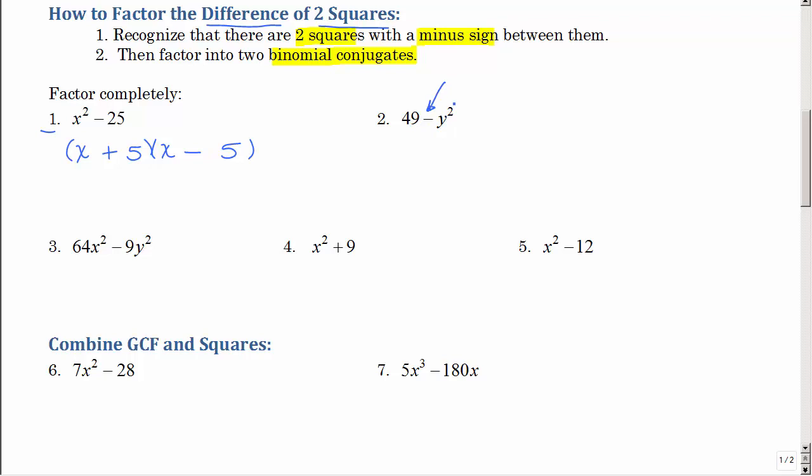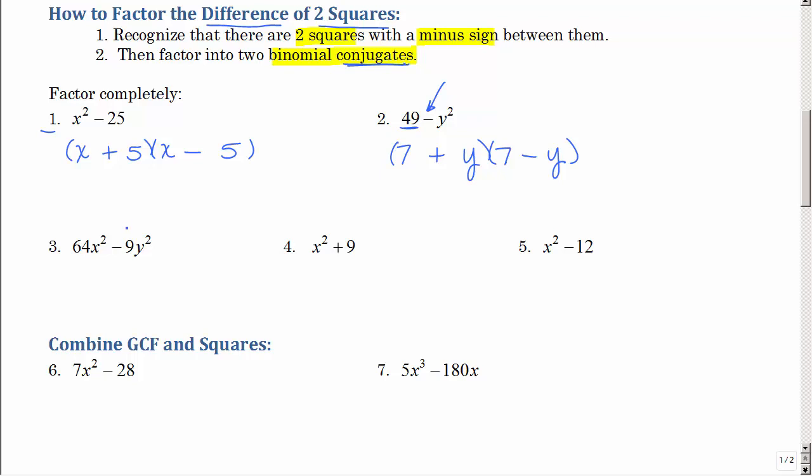Number two. Do we have the difference of two squares? Is that a minus sign? Yes, we do. So two parentheses, the 49 comes first, so 7 times 7 needs to come first in your parenthesis. Then y times y, one's a plus, one's a minus. It doesn't matter if you put the minus and then the plus, as long as they are different, because remember, we want them to be those conjugates.